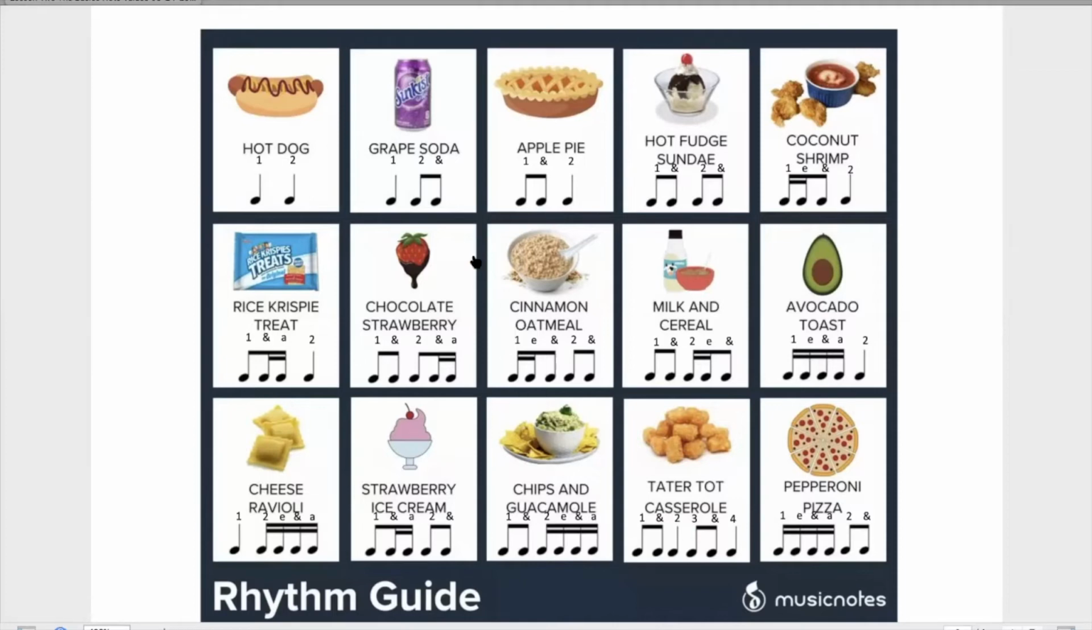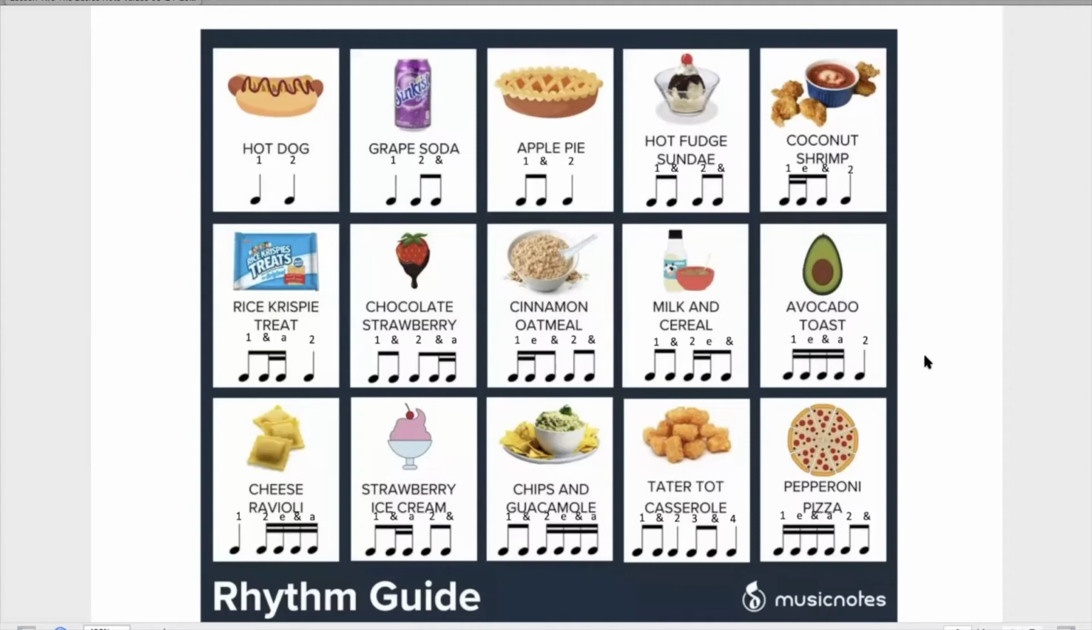Now, if you were to go to the second measure of this particular line of music, for chocolate strawberry, chocolate strawberry, 1 and 2 Anna, 1 and 2 Anna, chocolate strawberry. Cinnamon oatmeal, 1 E and 2 and, cinnamon oatmeal. Milk and cereal, milk and cereal.